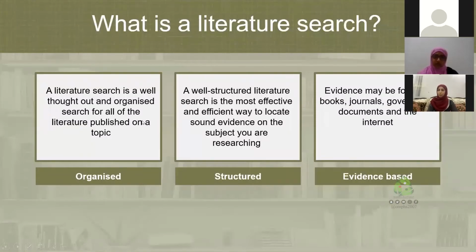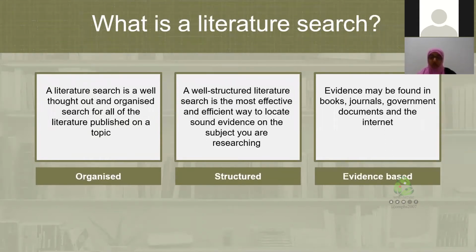So what is literature search? Literature search is a well thought out and organized search for all of the literature published on a topic that you are interested in. So you have an idea, you have a research question, and now you want to do a literature search about it so that you don't reinvent the wheel, and you need to find out what other people have done on that similar topic. Doing literature search well will save you lots of time in the long run. So it has to be organized, it has to be structured, and of course it has to be evidence-based.